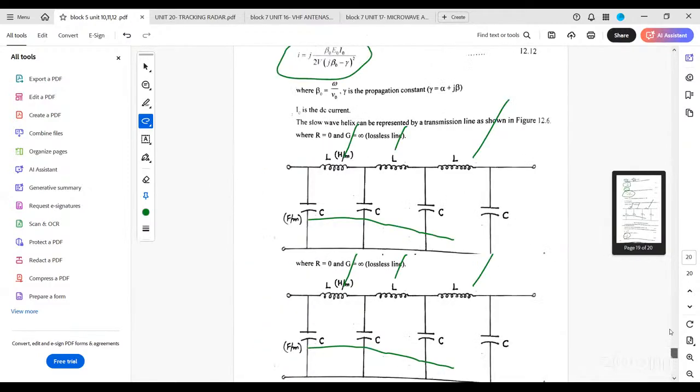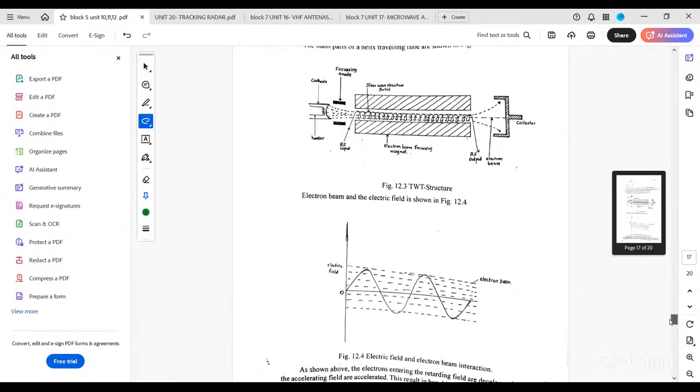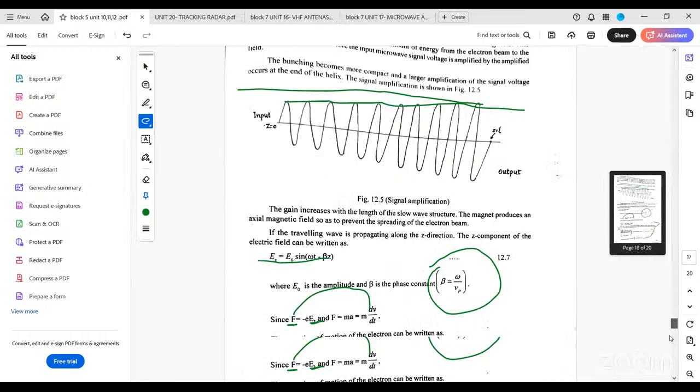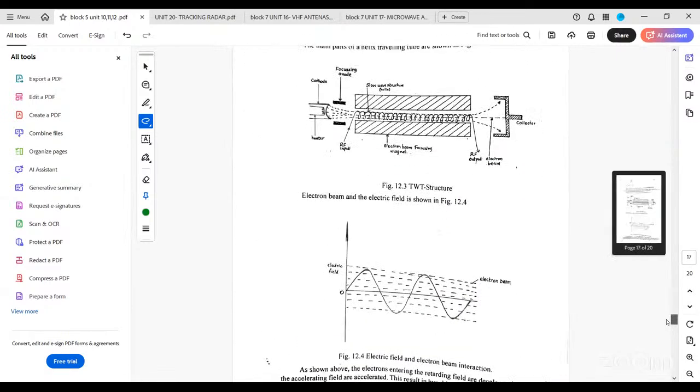What is L here? Small l. Because the formula we are using has L. L is the length of the slow wave structure. Length of the slow wave structure. Underline that point.